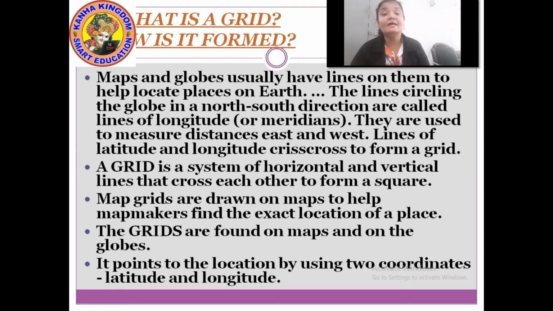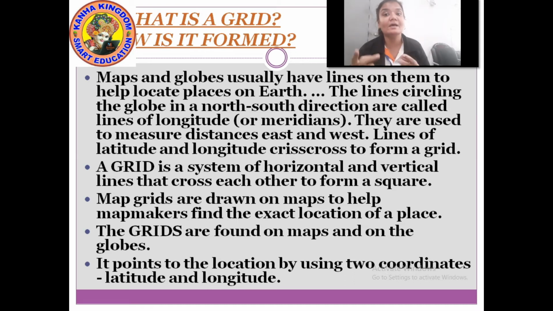So you can understand, these lines are only to help locate places. Now, the grid points to the location by using two coordinates. Which are these two coordinates which make a grid? Yes, latitude and longitude. Have you understood now what a grid is and how it is formed? A grid is formed with the help of two line coordinates.